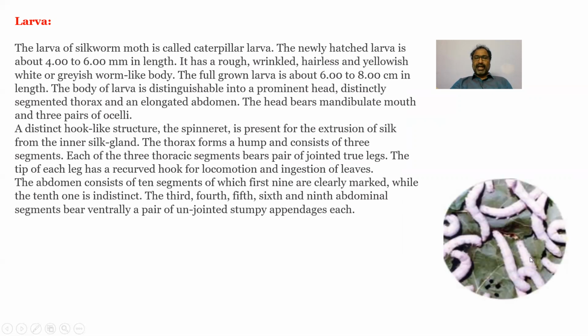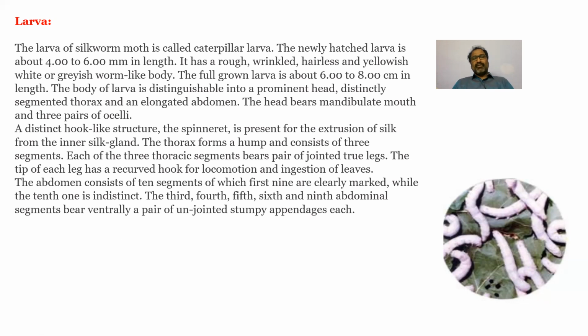This is the larva, my dear friend, the caterpillar. The larva of the silkworm moth is called the caterpillar larva. The newly hatched larva is about 4 to 6 mm in length. It is rough, wrinkled and hairless, with a yellowish white or grayish worm-like body, depending from one species to another. The full-grown larva is about 6 to 8 centimeters.